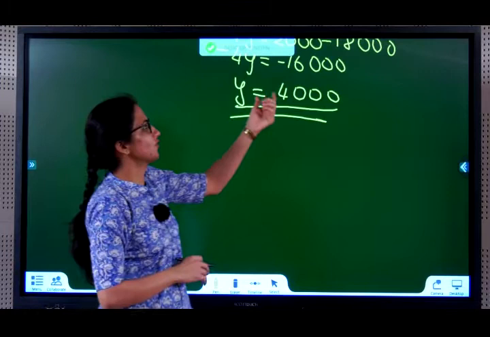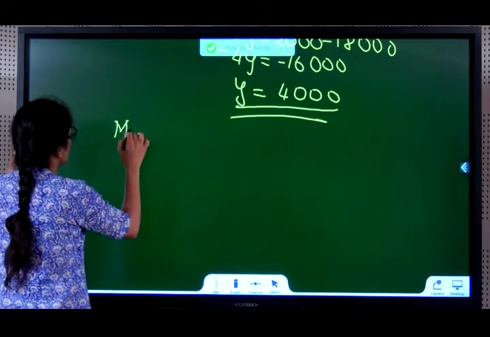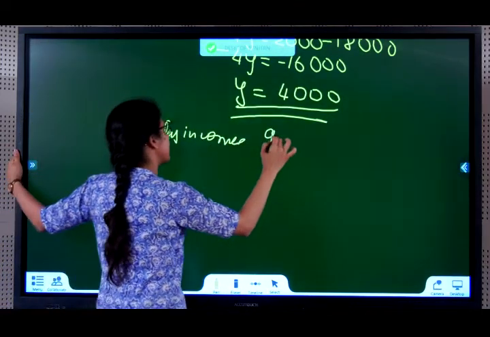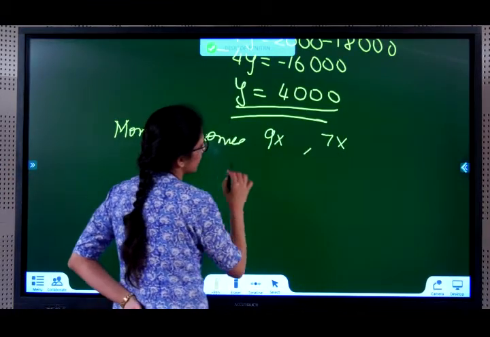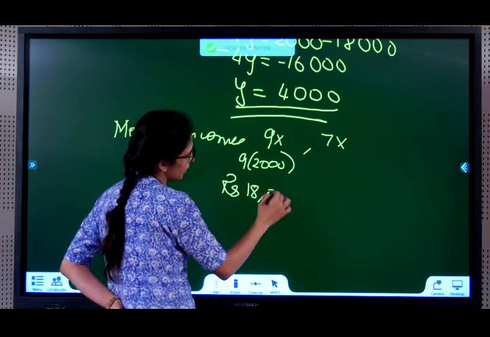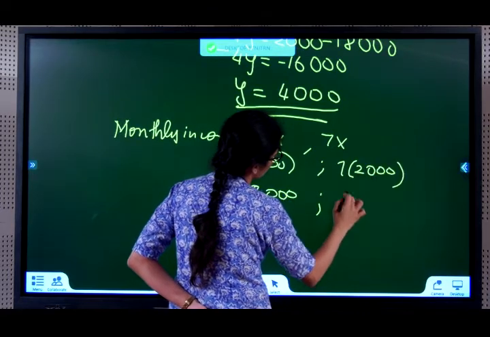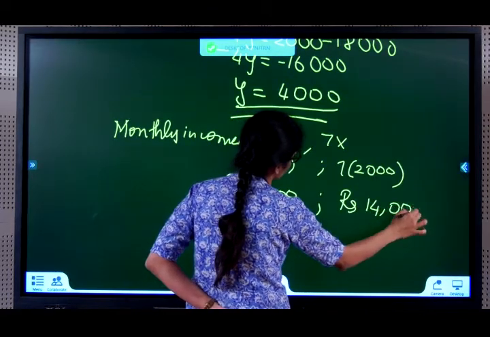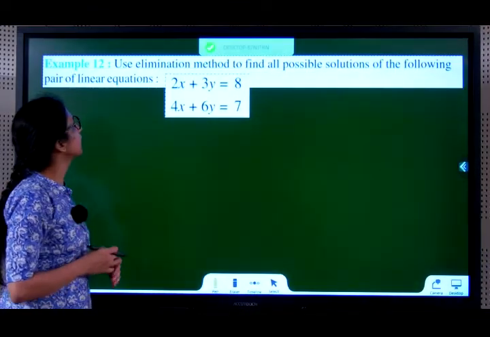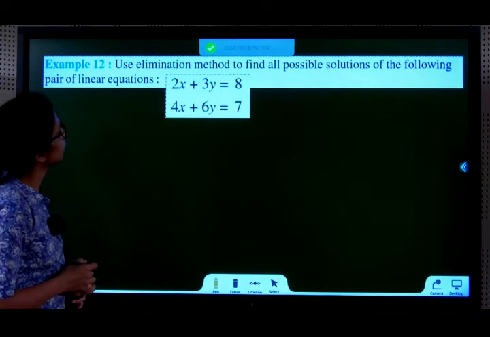They have not asked for x and y here. They have asked you for what? They have asked for the monthly income. So the monthly incomes are, we wrote it in the beginning, 9x and 7x. 9x, 9 into 2,000, rupees 18,000, and 7 into 2,000, rupees 14,000. That's your final answer.